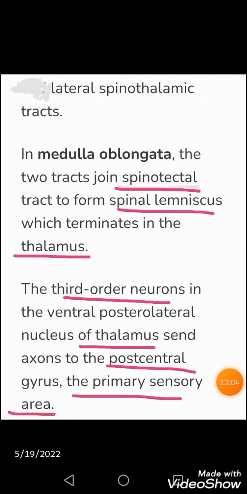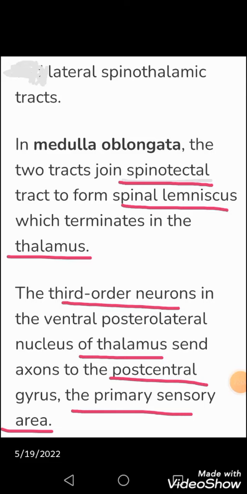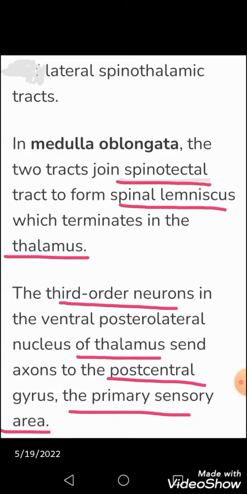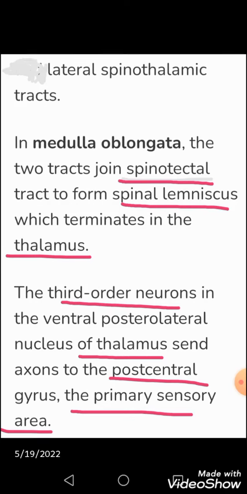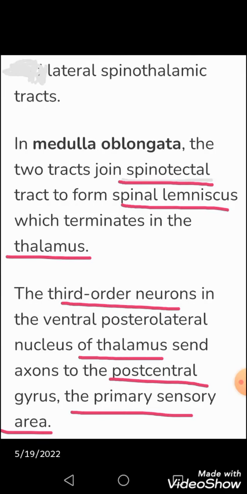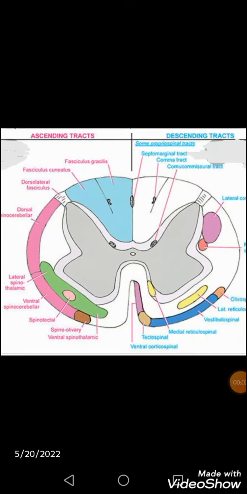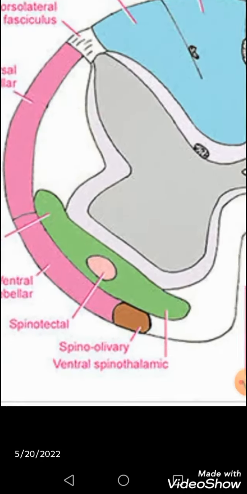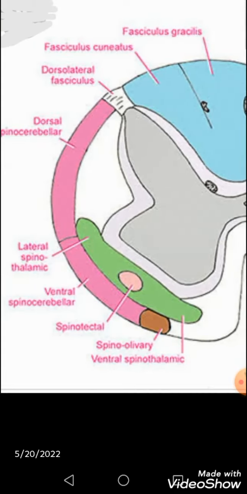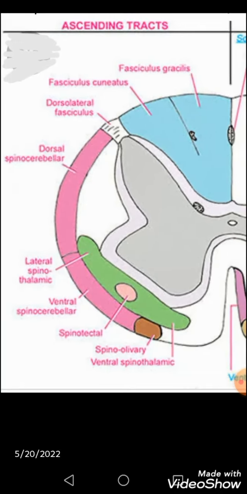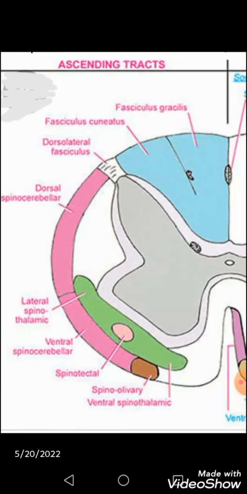Another thing to keep in mind is that the lateral spinothalamic tract, when it reaches the medulla oblongata, will join the anterior spinothalamic tract that is running along with it. They join the spinotectal tract, and finally form the spinal lemniscus, which is a ribbon-like bundle of fascicles. They terminate in the thalamus. In this cross section of the spinal cord, you can observe the spinotectal tract running along with the ventral and lateral spinothalamic tracts, and finally they form the spinal lemniscus to be terminated near the thalamus, right?